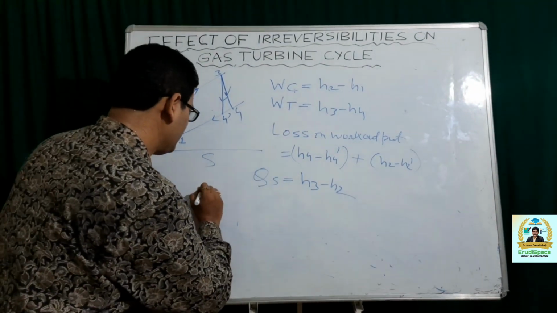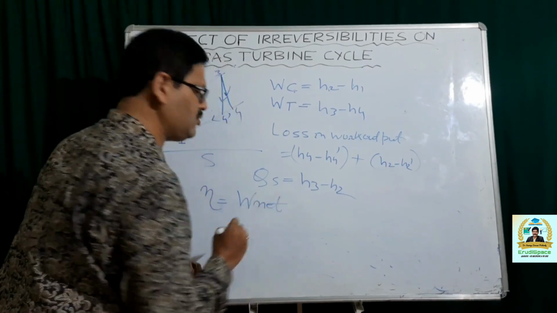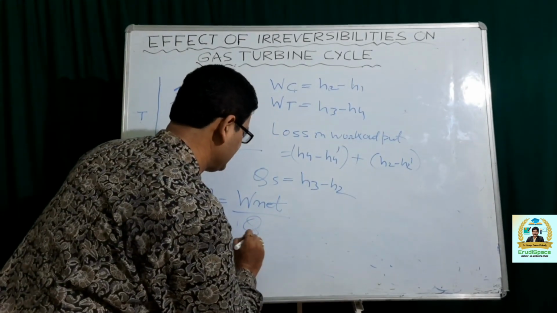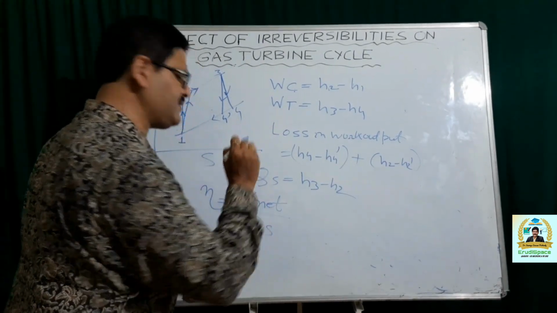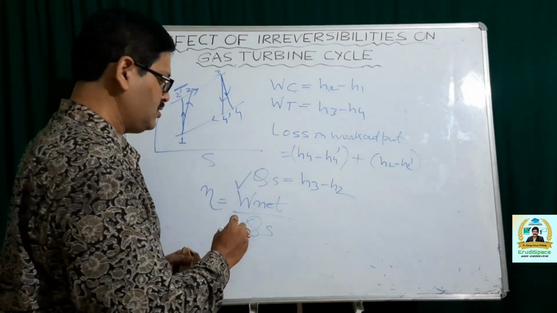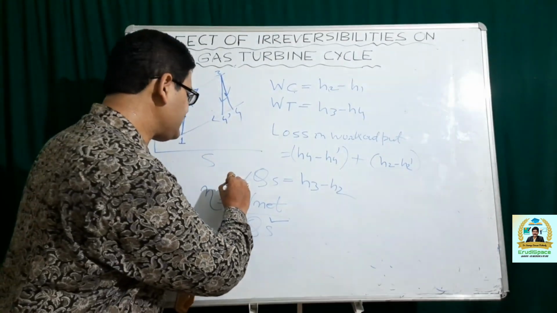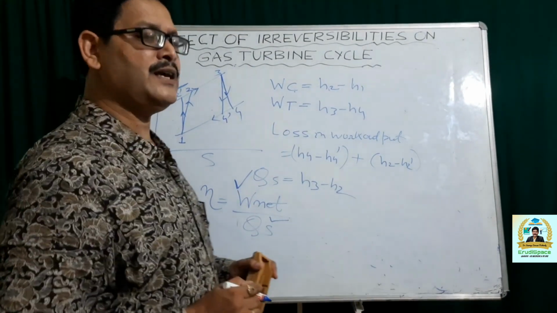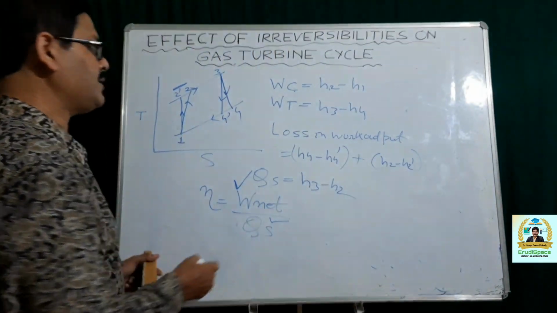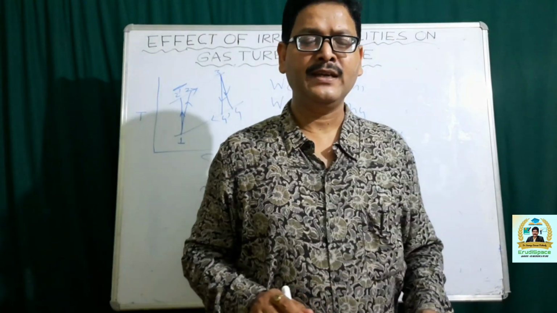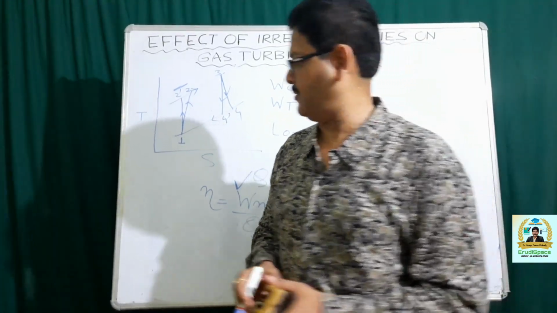And all of us know that efficiency is the net work output divided by heat supplied. So here the net work output is decreased, so does the heat supplied. But the decrease in work output is more compared to the decrease in heat supply. So the overall effect is that the efficiency of the cycle is significantly reduced.